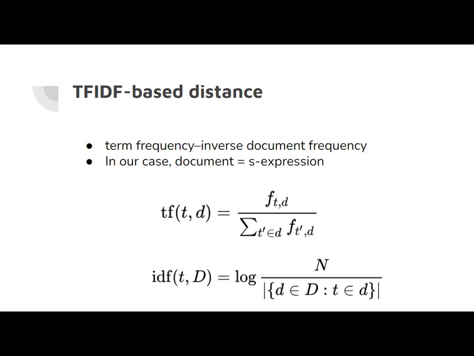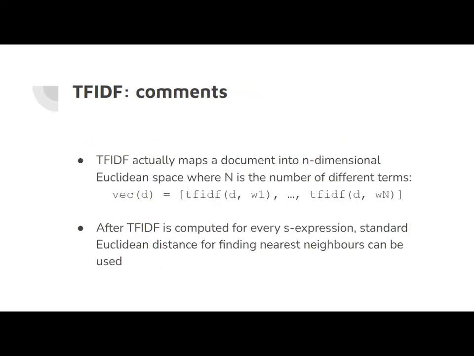And the TF-IDF is actually the product of the two. You take term frequency multiplied with this inverse document frequency and you get TF-IDF. And actually what it does is you embed a document into an N-dimensional, this should be capital N, Euclidean space where N is the number of different terms that appear in all the documents. So for every document, so for every S-expression, you obtain a vector of the same dimensionality.